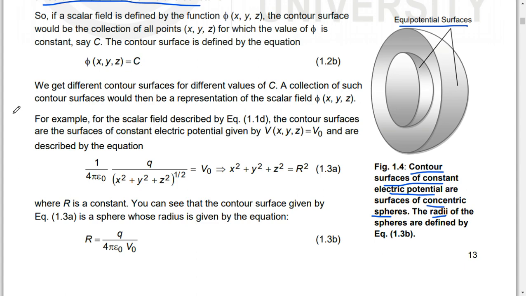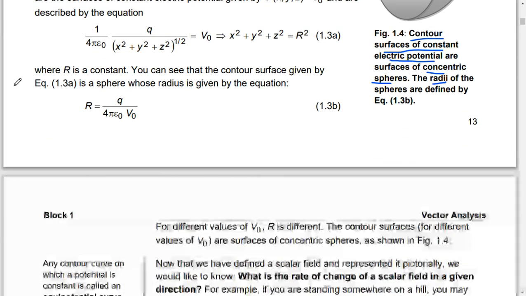For example, for the scalar field described by equation D, the contour surfaces are the surfaces of constant electric potential given by V of xyz equal to V0 and are described by the equation 1 by 4 pi epsilon 0 of q by (x square plus y square plus z square) to the power half equal to V0, which gives x square plus y square plus z square equal to r square, where r is a constant. You can see that the contour surface given by equation A is a sphere whose radius is given by r equal to q by 4 pi epsilon 0 V0.